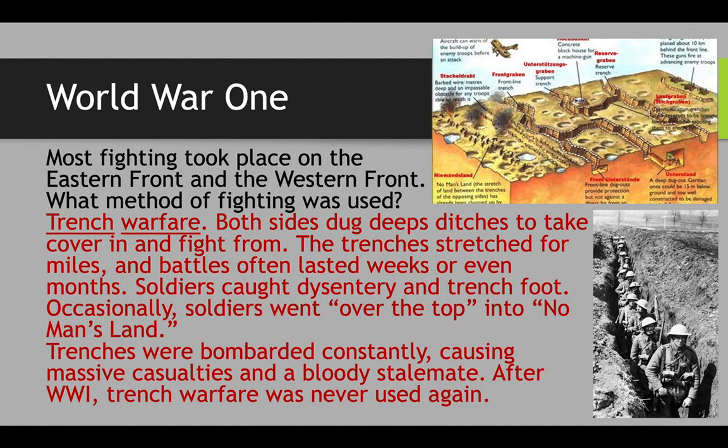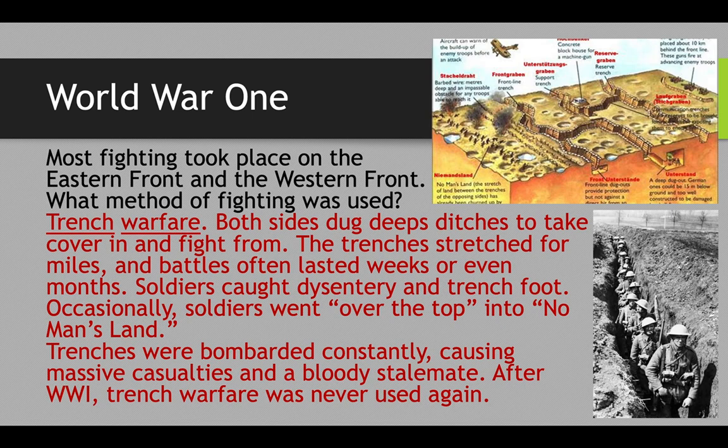Now you have bombs that you can lob a half a mile away to the enemy trench and kill people without even seeing them. Soldiers would often catch dysentery or trench foot, all sorts of other diseases in these muddy, swampy trenches. Occasionally, soldiers would go over the top into the land in between the two sides of the trenches, known as no man's land, because you basically couldn't survive.